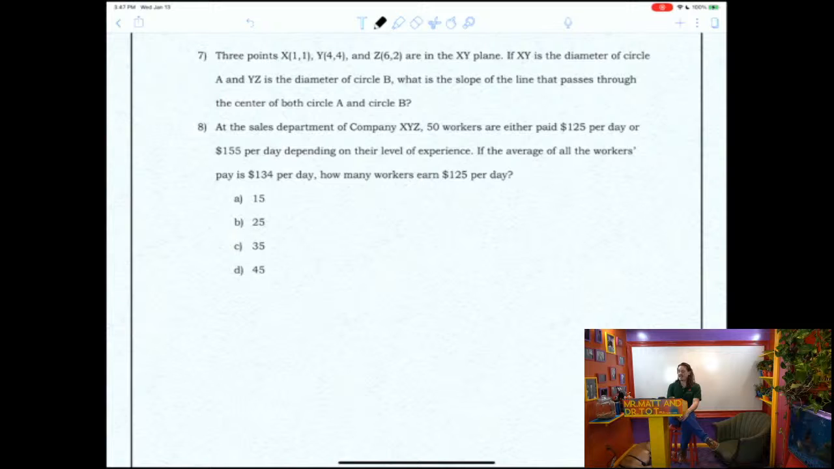And question 8 asks, at the sales department of company XYZ, 50 workers are either paid $125 per day or $155 per day, depending on their level of experience. If the average of all the workers' pay is $134 per day, how many workers earn $125 per day? And the answer selections there: A 15, B 25, C 35, and D 45. So I'll give you 6 minutes. After 2 minutes, I'll start to solve.